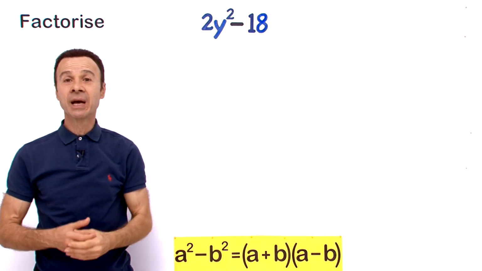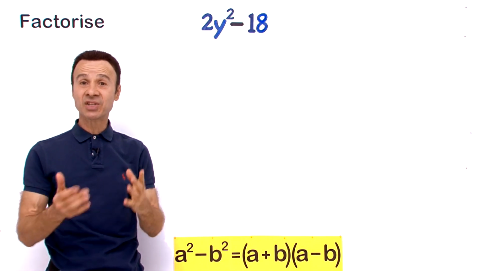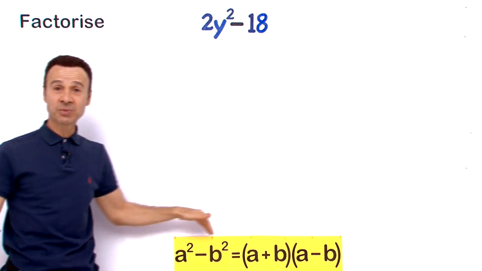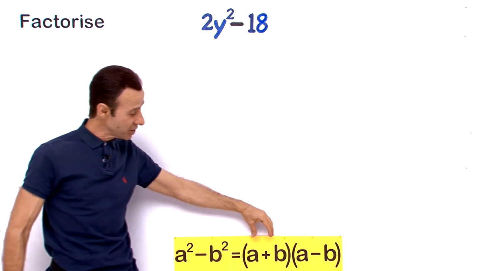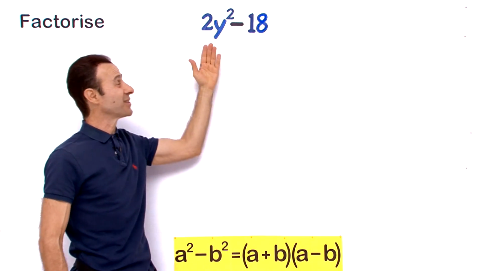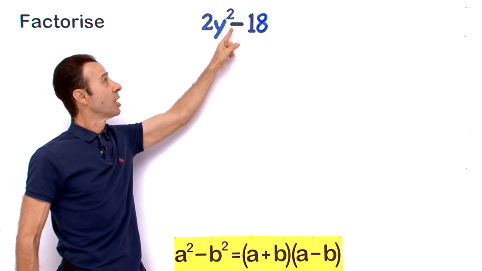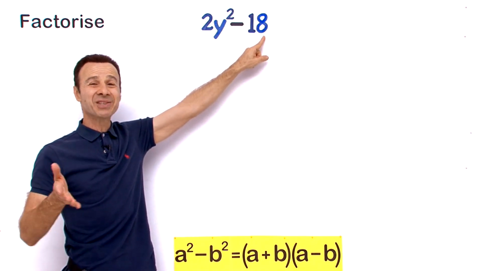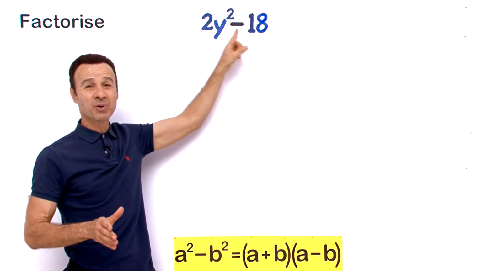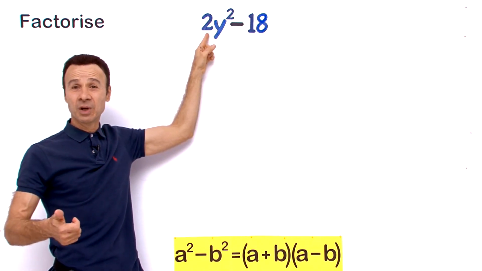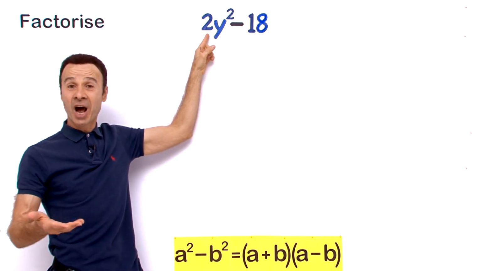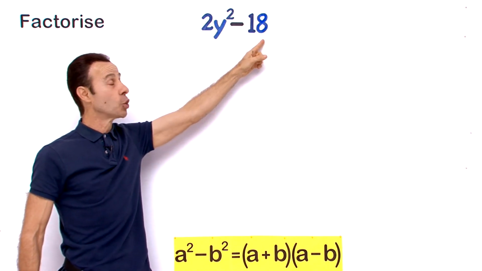Now, the first thing you want to do is recognize whether or not it's a difference of two squares. In other words, this pattern here where you've got a squared minus b squared equals (a plus b)(a minus b). Is it that kind of pattern? Well, we've got the minus, we've got the squared, but maybe 18 is a square number? Probably not. We need a 4, a 16, a 9, they're square numbers. 2's not, nor is 18.